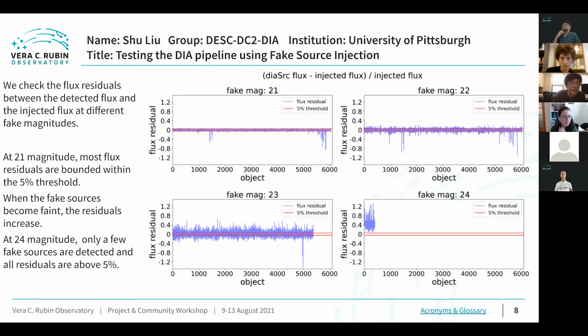Okay, so here we check the flux residuals between the detected flux and the injected flux at different fake magnitudes. The flux residual is defined as the detected flux minus injected flux, divided by the injected flux. On the plots, the purple represents the flux residual, and the red color represents the 5% threshold. From the plots, we find that at 21 magnitude, most flux residuals are bounded within the 5% threshold. When the fake sources become faint, the residuals increase. And at 24 magnitude, only a few sources are actually detected, and all of the residuals are above the 5% threshold. Next slide, please.